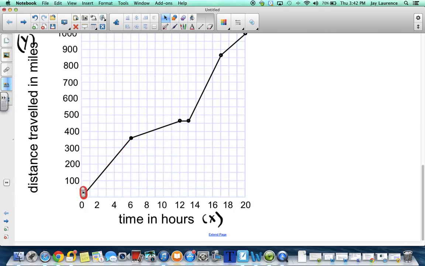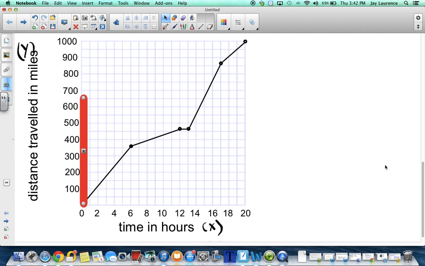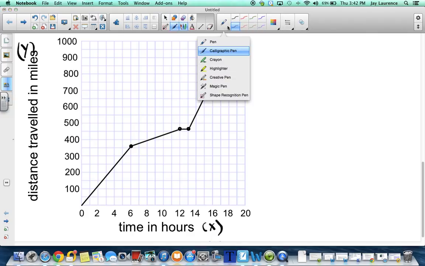Now, a similar idea over here on the vertical side. How far have you gone? Well, as you move up, the distance you've actually traveled is increasing, right? All the way up to 1,000 miles in this case. So let's take a look at this piecewise function and see if we can figure out what's going on here. The first thing I notice is that there's some different kinds of slopes here.